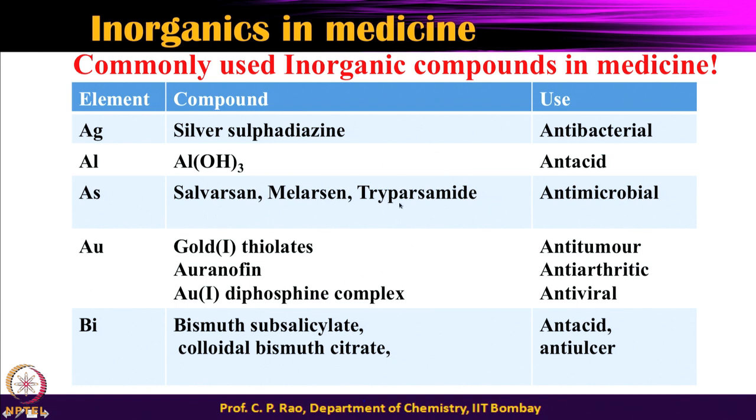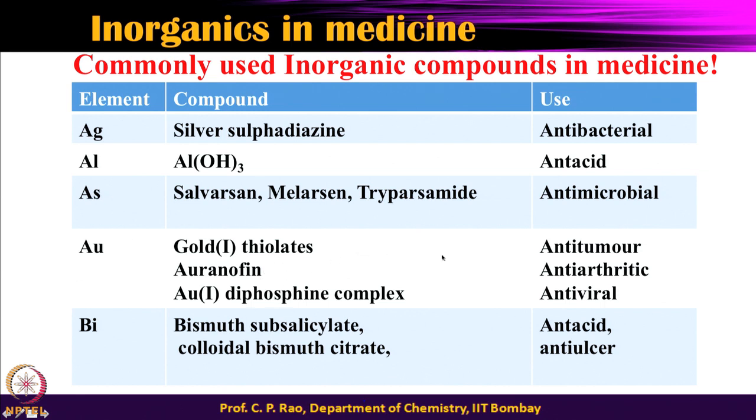Arsenic compounds of various things, these are all commercial names, they can be used in the antimicrobial too. Gold thiolates, gold as just we will be looking at the heavy atoms. Gold is also one of the heavy atoms and is a soft ion. So, therefore, it can bind with the thiolates much better. So, gold 1 thiolates, auranofin, Au1 diphosphine complexes, all of these can be used in anti-tumor, anti-arthritic. So, basically anti-arthritic and then antiviral. So, gold compounds are also used a lot on the kind of compounds you can see here.